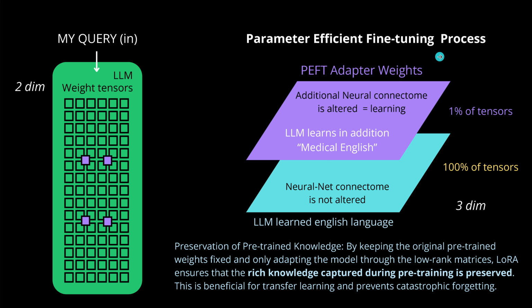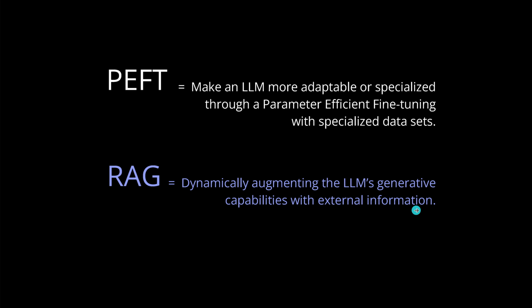Great. Summary. What is PEFT? Making an LLM more adaptable or specialized with our pink plane, where we add a tensor plane, through a parameter-efficient fine-tuning with a very specialized dataset, of course, for the fine-tuning. What is RAG? RAG is dynamically augmenting the LLM's generative capabilities of generating a textual answer with some external information. We get three sentences back from the database. So you see there's a significant difference between those two modes of operation. And you know me, I have an addendum.